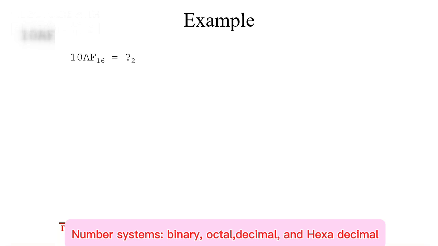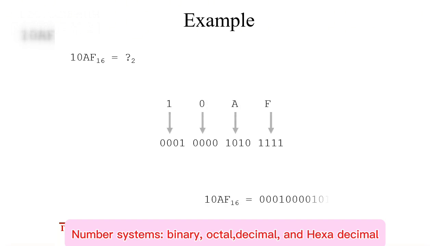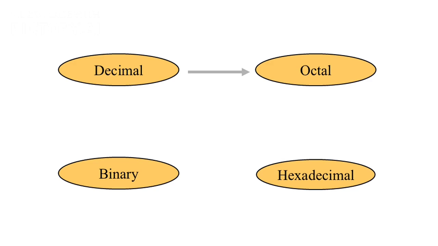For example, converting 10AF in hexadecimal to binary involves converting each digit to its 4-bit binary form, resulting in 000100010101111. Next, let's explore converting decimal numbers to octal. This conversion is another fundamental skill in understanding different number systems.